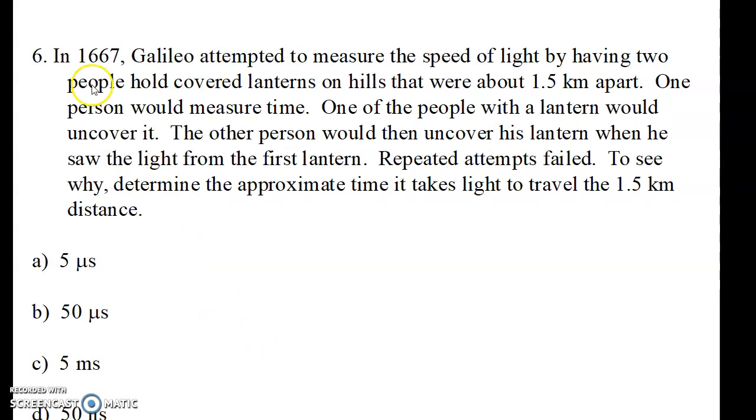In 1667, Galileo attempted to measure the speed of light by having two people hold covered lanterns on hills that were about 1.5 kilometers apart. One person would measure time. One of the people with the lantern would uncover it. The other person would then uncover his lantern when he saw the light from the first lantern. Repeated attempts failed. Essentially, they were just able to measure their reaction time. The reason for that is when you do the calculation, you'll find out that the time would have been 5 microseconds. And none of us have reaction times faster than that.